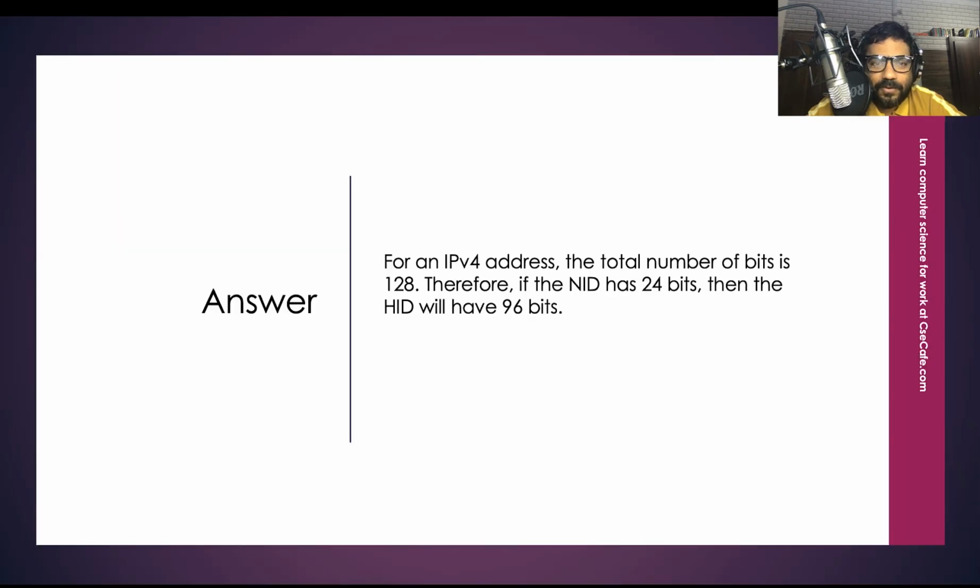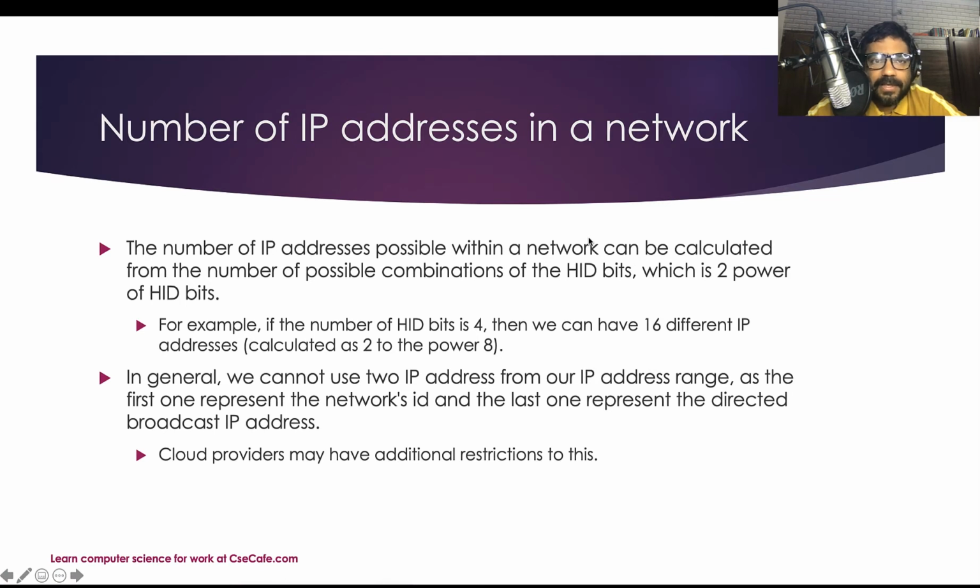Okay, so again, most of you answered it correctly. And now, number of IP addresses in a network. The number of IP addresses possible within a network can be calculated from the number of possible combinations of HID bits, because the NID bits or the routing prefix is fixed for your network. You cannot change any of those things. You can only change the remainder of the things.